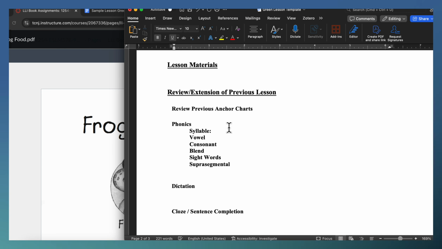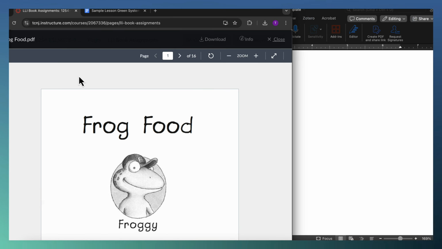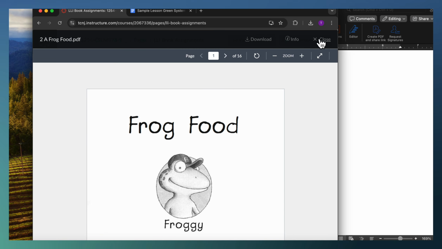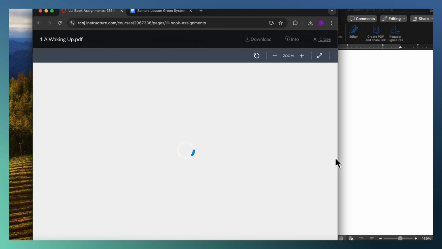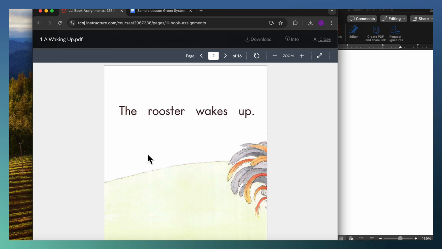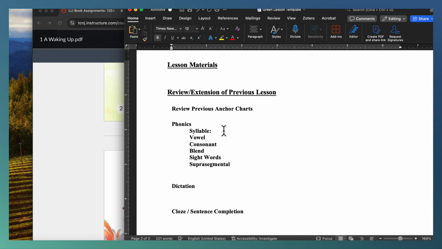But what I do know is that my phonics for today, because it's lesson 2, is going to be a phonics study of words from book number 1. So let me close that. Let me open up book number 1. First thing I always do is I am going to play count the syllables. All right. So count the syllables.